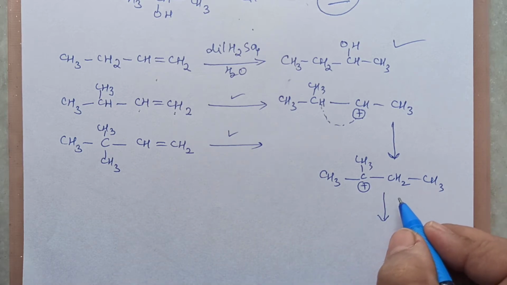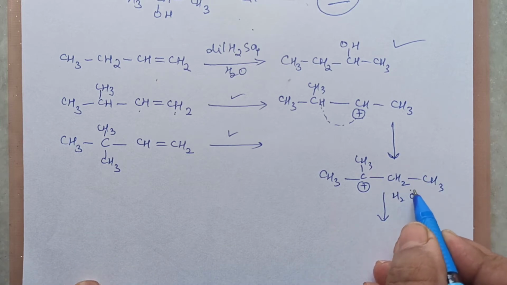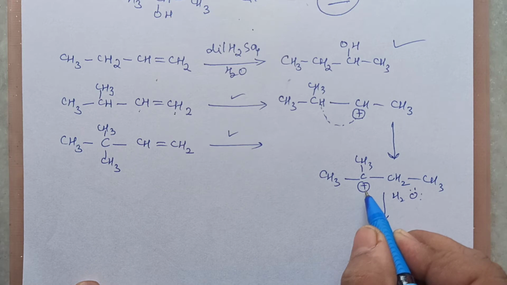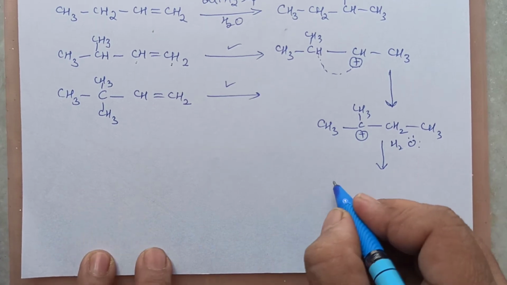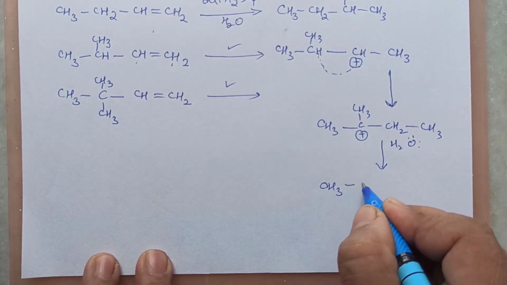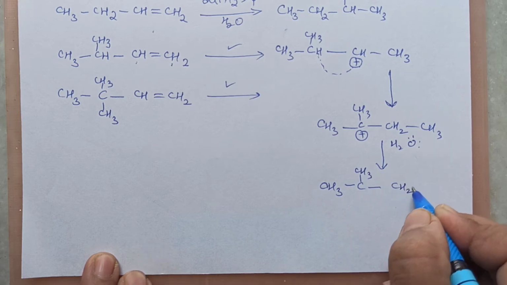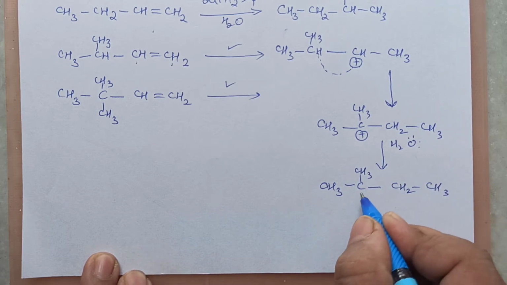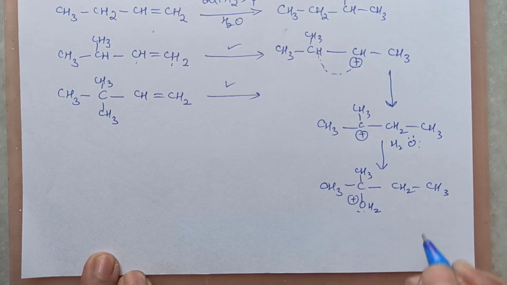Water will attack, right? Same way as we did in the mechanism, water will attack. It will give one of its lone pairs here, so then OH2 will get attached here. If you want, I will write it down and show you so that you do not get confused. CH3, C, CH3, a single bond, CH2, CH3, and here you will have OH2 attached with one lone pair left. And now deprotonation.